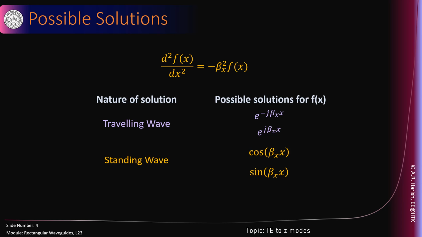Suppose we are trying to find the fields in between two objects, two boundaries which are reflecting in nature, then we assume a standing wave solution of the form cosine beta x x and sine beta x x. Usually we take the linear combination of these two with some unknown coefficients as the final solution. And those coefficients are obtained by satisfying the boundary conditions. Even the value of beta x is also obtained by satisfying the boundary condition. That is the part which we are going to try next.